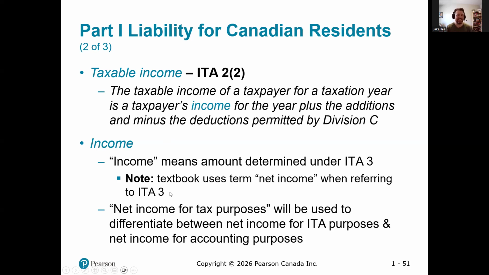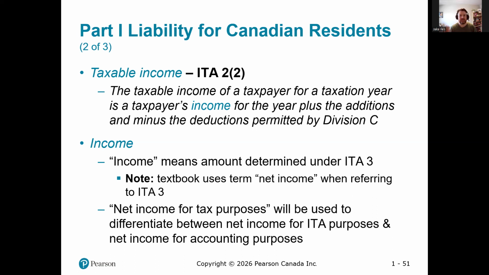Division B of the Tax Act covers multiple sections. Tax Act Section 3 is often where the discussion around computing net income comes in. So net income for tax purposes will be used to differentiate between net income for income tax purposes and net income for accounting purposes. There's not a lot of times within this course where we need to differentiate between accounting and tax because we are focused on the tax side.